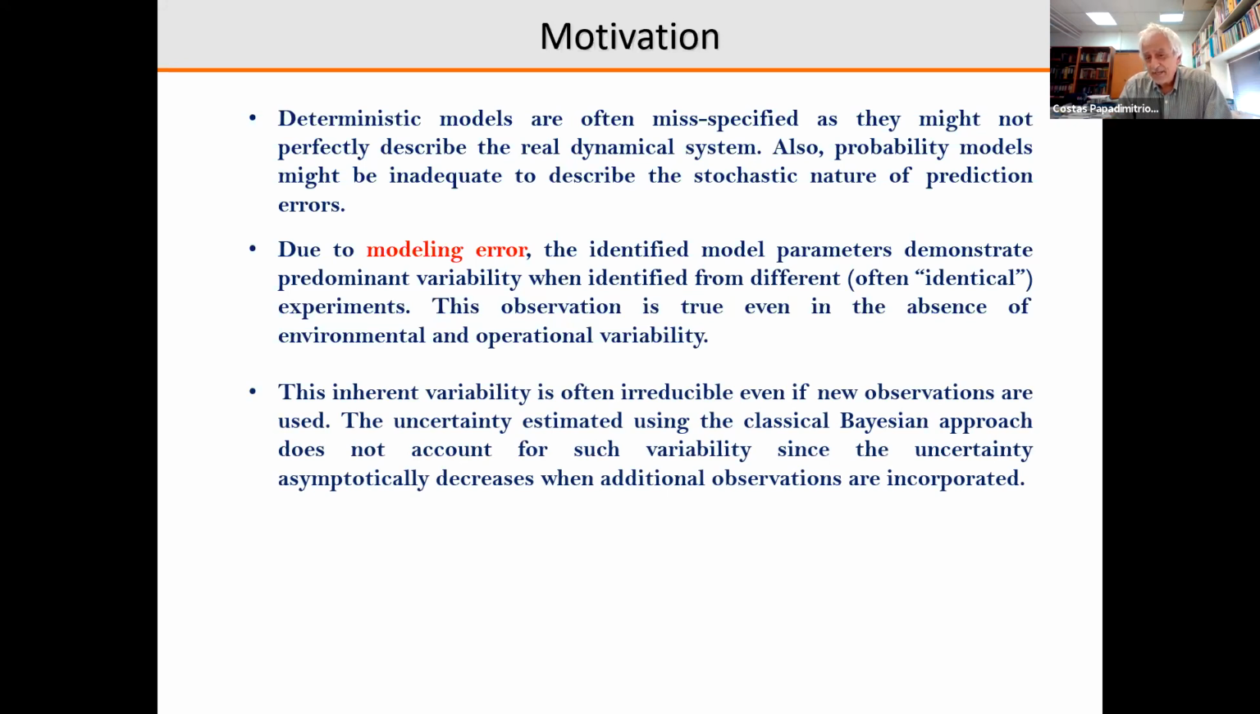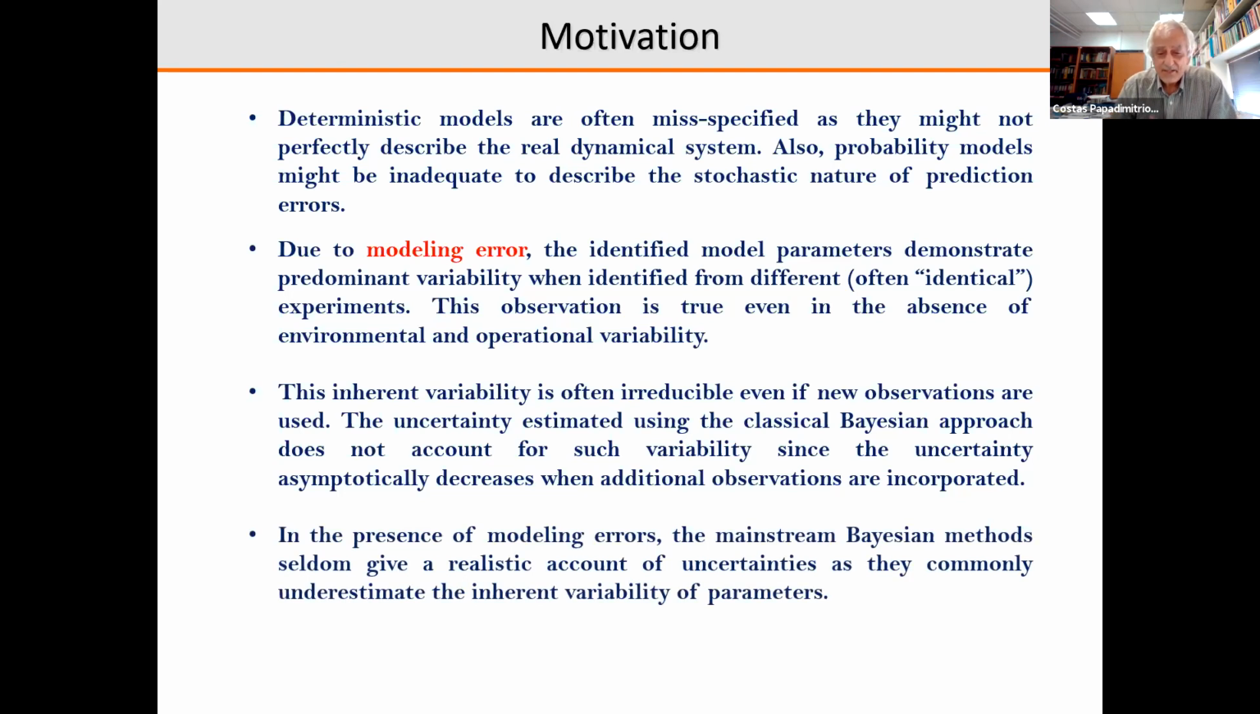The uncertainty that we estimate when we use the classical Bayesian approach does not account for this variability. Okay? And we know that as you get more and more data, the uncertainty from the classical Bayesian approach reduces, all right? And goes to zero when you have a lot of data. So you end up with very small uncertainty. So in the presence of these modeling errors, these Bayesian methods seldom give a realistic account of uncertainties.